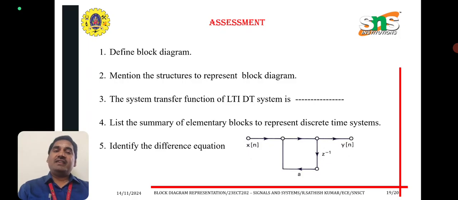Identify the difference equation of the given graphical representation: x of n multiplied with 1. Therefore, y of n multiplied with z inverse represents the arrow mark, y of n minus 1 multiplied with a. Therefore, y of n is equal to a y of n minus 1 plus x of n. Y of n multiplied with z inverse, y of n minus 1 multiplied with a into y of n minus 1. Therefore, y of n is equal to a into y of n minus 1 plus x of n.